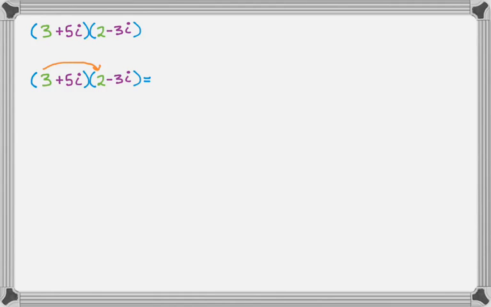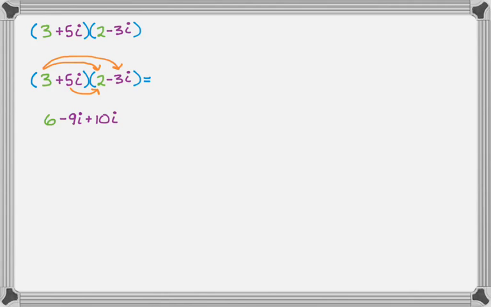So 3 times 2 is going to give me a real number, so that's going to give me 6. And then I'm going to do 3 times negative 3i. That's actually going to give me an imaginary number because there's still going to be an i in it. So 3 times negative 3 is negative 9, and then an i. And then 5i times 2, that's going to be imaginary, so plus 10i. And then 5i times negative 3i. We haven't gotten this yet.